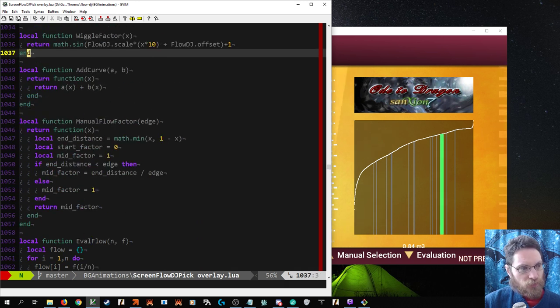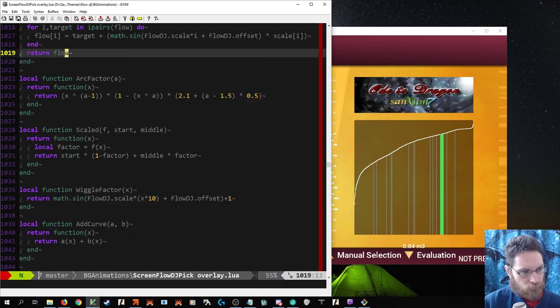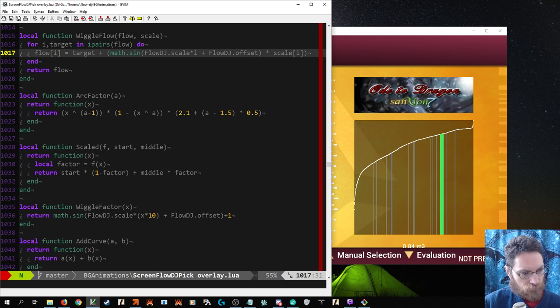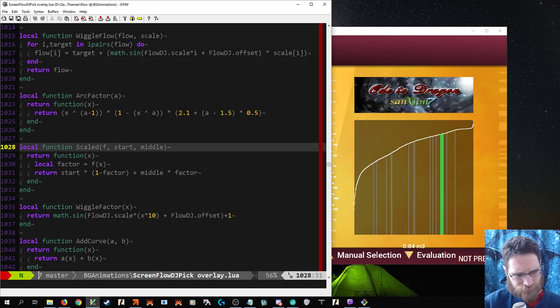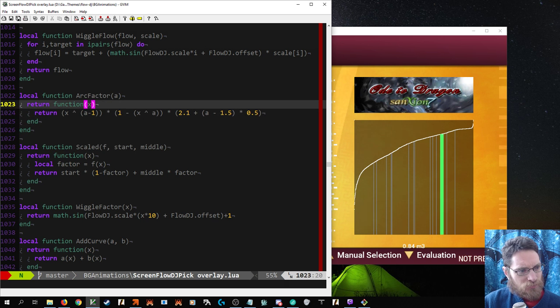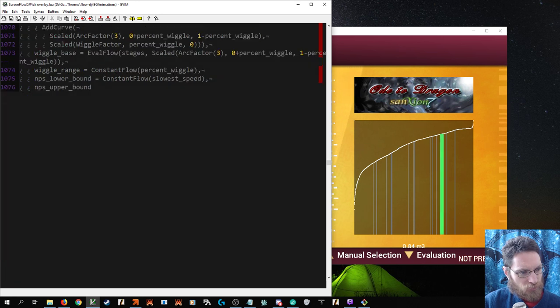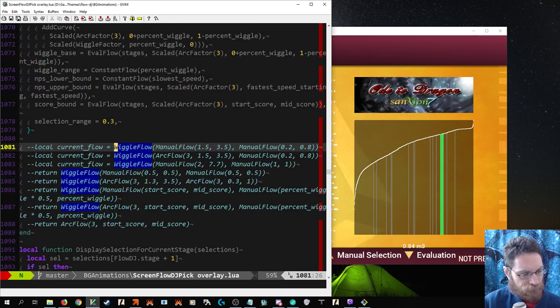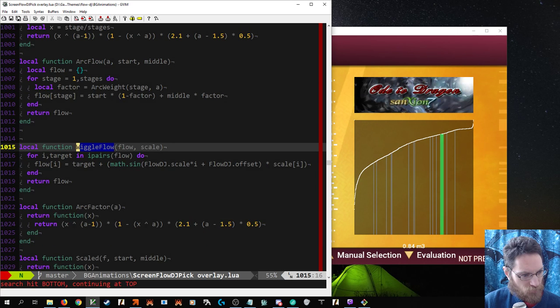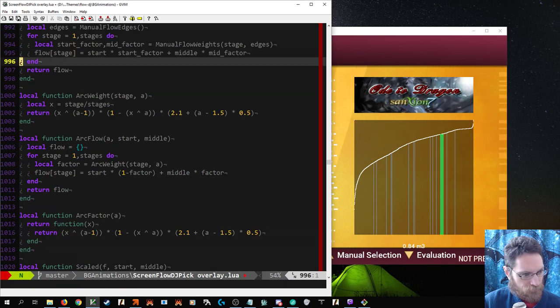I also had a bunch of other curves. Scaled probably isn't right. This is more like a blend based on a curve. Okay, so wiggle flow, I think, is... We've got a bunch of old examples with it. The function itself should be done.